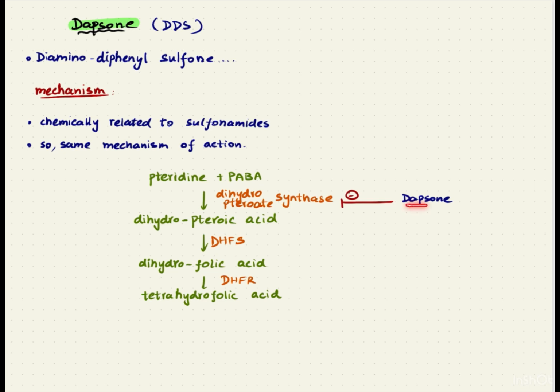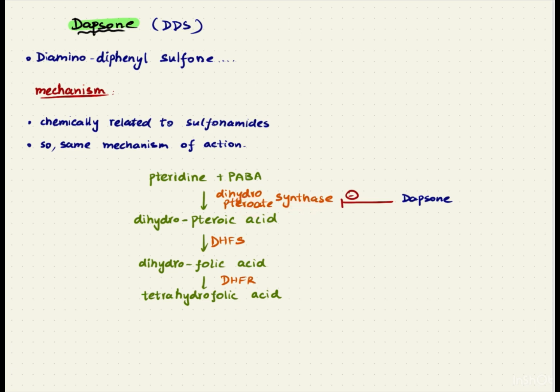Both sulfonamides and dapsone inhibit folic acid synthesis, and they inhibit the first step itself, where pteridine and PABA react together to form dihydropteroic acid. This reaction is inhibited by dapsone and other sulfonamides by inhibiting the enzyme dihydropteroate synthase.